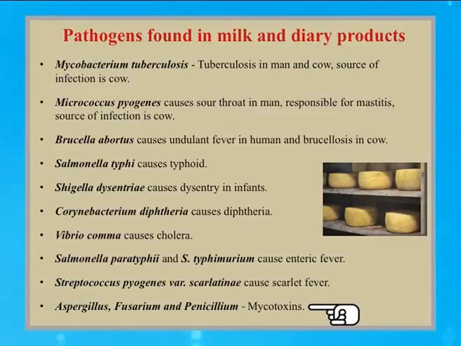Aspergillus, Fusarium and Penicillium are able to produce different types of mycotoxins. So all these pathogens which are found in the milk can resist the high temperature of pasteurization. They can cause different types of diseases in human beings.